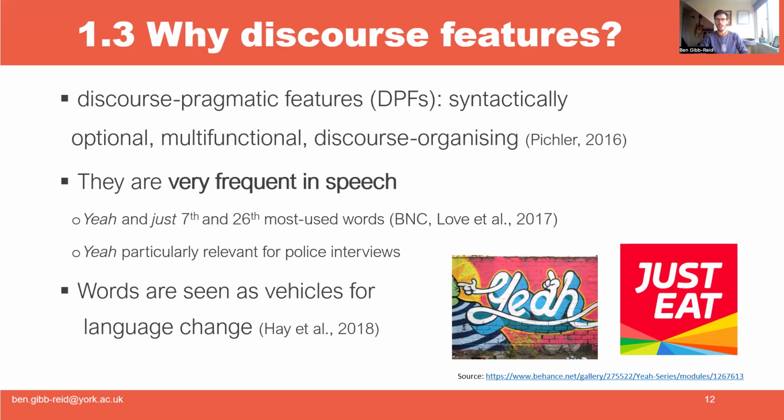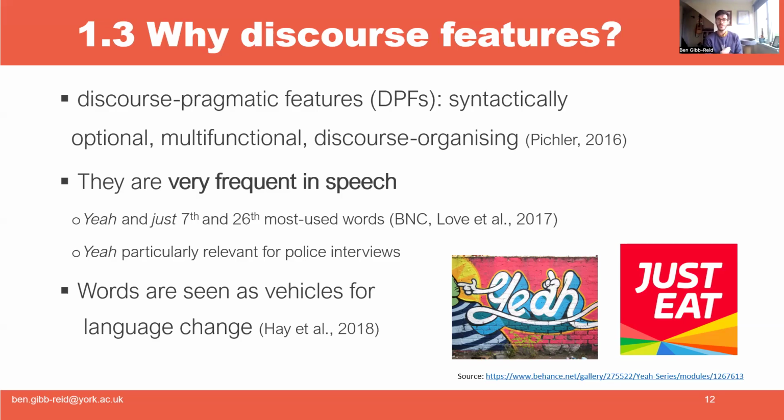So I've selected yeah and just. I also looked at like in my thesis. They're really frequent in British English. And yeah, particularly is very relevant for police interviews. If someone is not making any comments, but they're saying yeah or no to answer questions, that's really useful. That might be something people, even if they're not answering very much, they might say the word yeah.